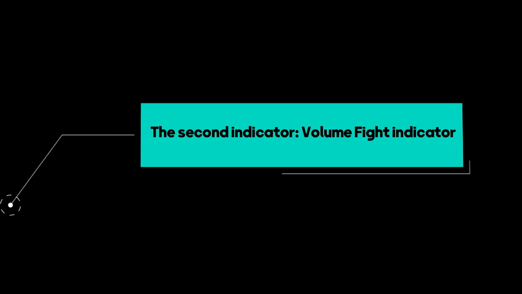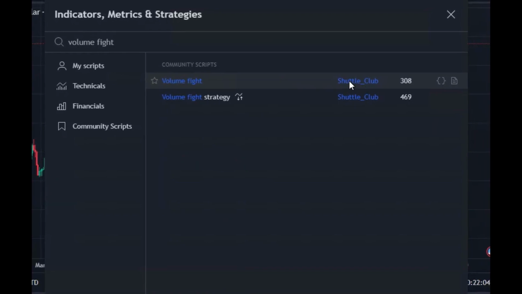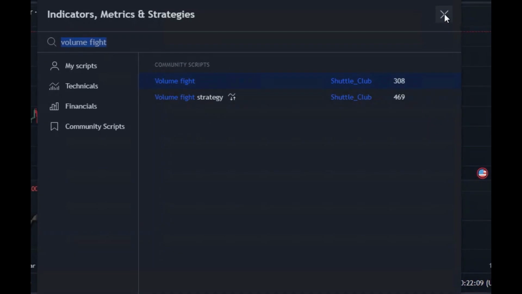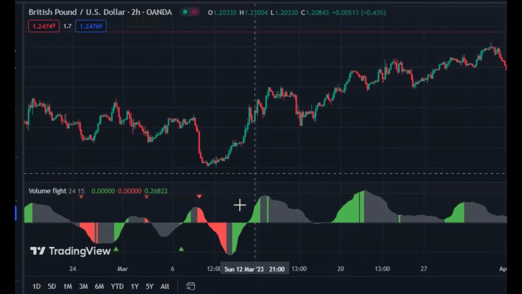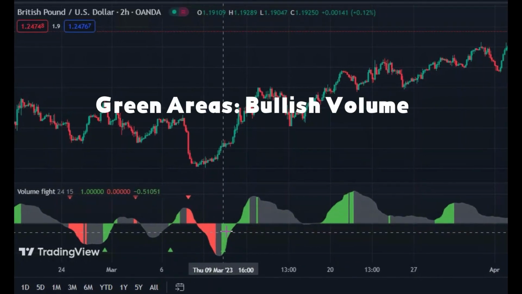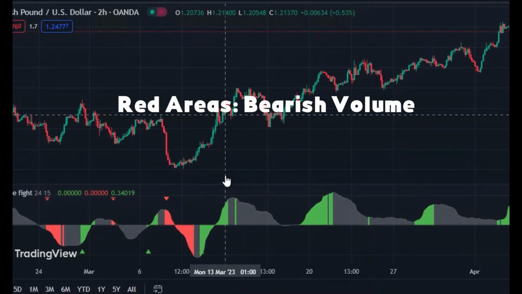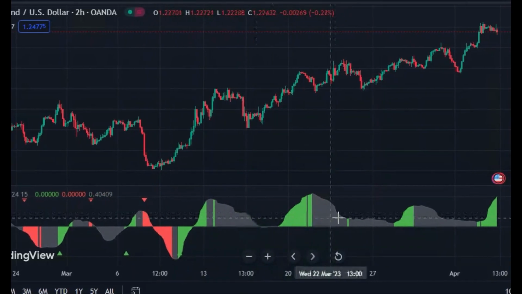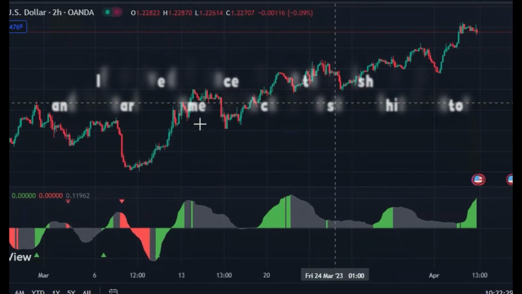This is the second indicator, the volume fight indicator. Another indicator that makes you more aware of the market. Now select this one. This indicator shows bullish or bearish trends. You see green, red and gray colors. Green areas indicate bullish volume, red areas indicate bearish volume, and these gray areas are called flat areas. That means a range market, and you should wait for it to change to a red or green market.